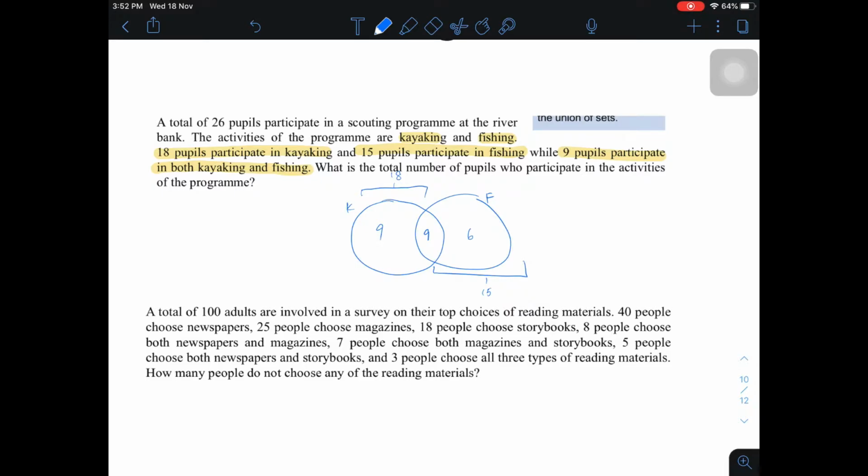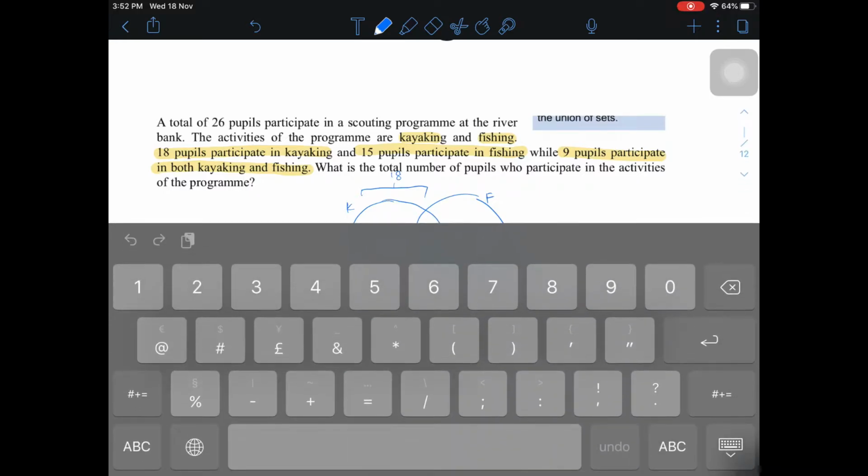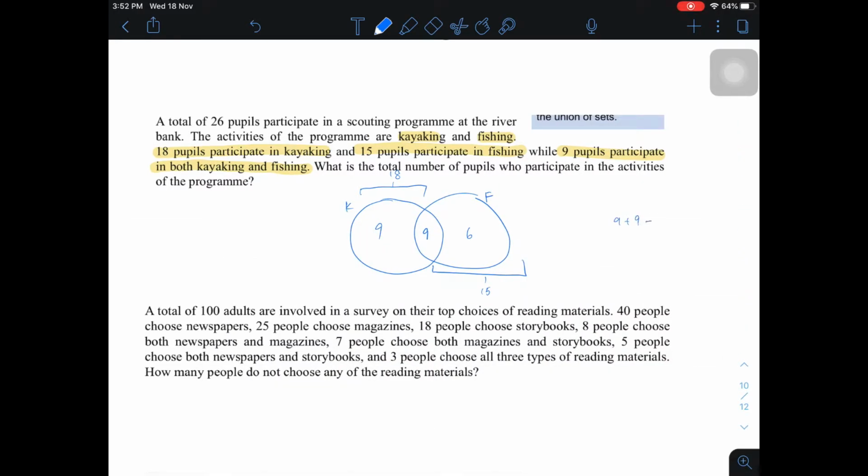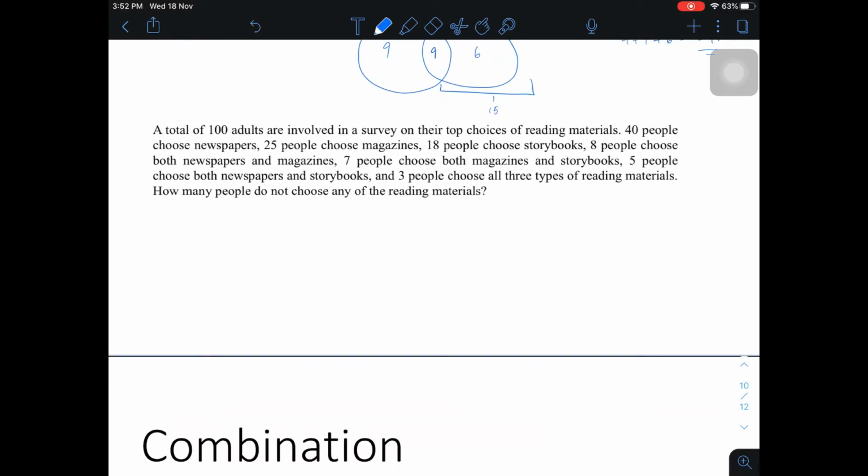So how would I come up with that number, right? The total number would be 9 plus 9 plus 6, which is 24, which is the number of people that participated. We understand that 26 pupils participated in the scouting program, but not all joined the kayaking and fishing, which shows that since 24 people participated in kayaking and fishing, 2 people did not.